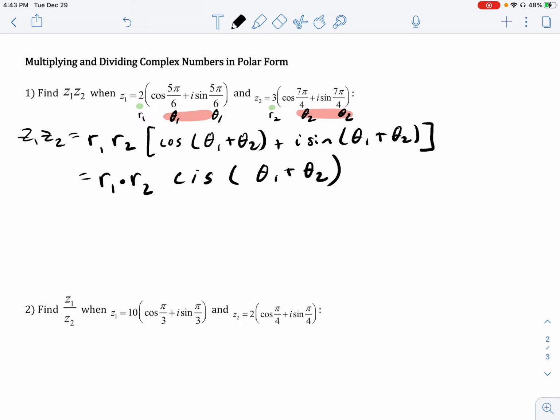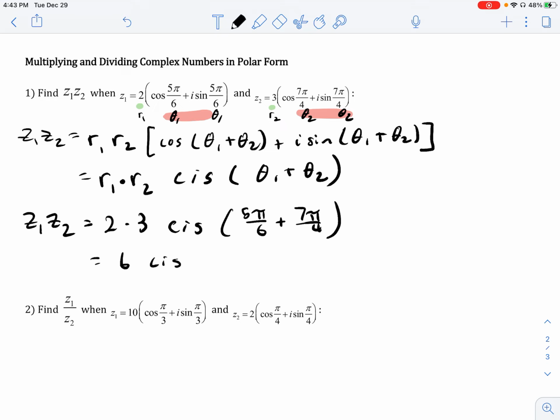So let's actually try that with this problem that we have here. So z1 times z2 is, we're going to multiply our two moduli, 2 times 3, which is 6, cis, and we're going to add the two angles, 5 pi over 6 plus 7 pi over 4. Well, let's see here. We want to make sure we have the same denominators, so we're going to have the 6 cis, and 24 would be our common denominator. That would be 20 plus 42.